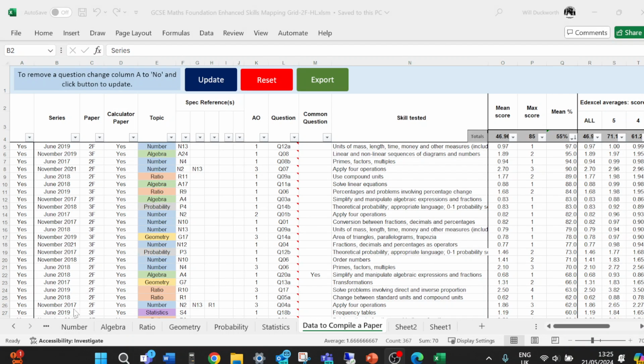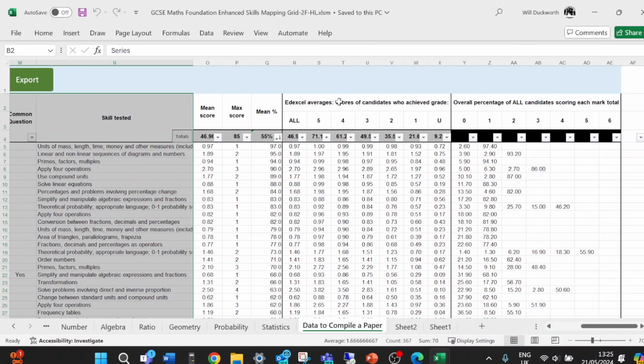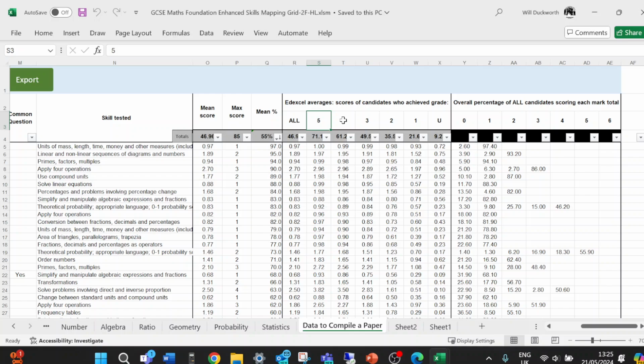And that's actually the data. That was an old version of the document. And then I arranged it by mean difficulty. But what it does actually on this sheet, which is really quite useful, it gives you the average score of candidates who achieved which grade. So the average score on that paper for students that would have achieved 5, 4, 3, 2, 1, which gives you an indication of the grades needed on that paper and how difficult it was.